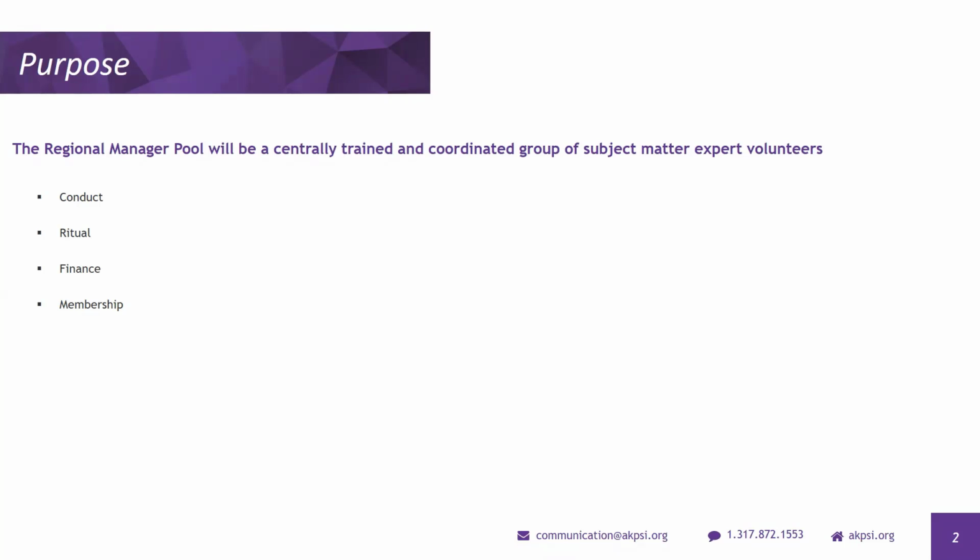This is reflective of a trend in the volunteering community where volunteers are unwilling or unable to commit to a longer-term volunteer role, but still wish to be involved in the role. To launch this new concept, 4 initial positions were determined to be developed first. These initial areas are conduct, ritual, finance, and membership. Additional roles may be added in the future.